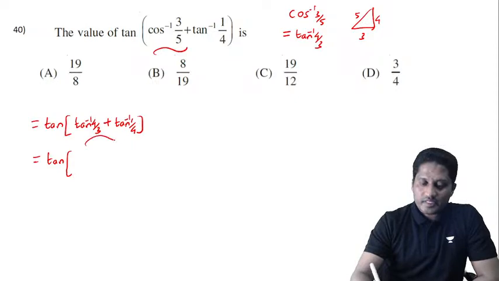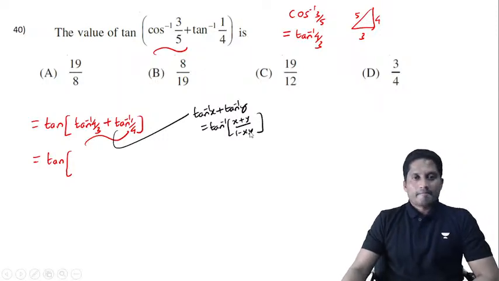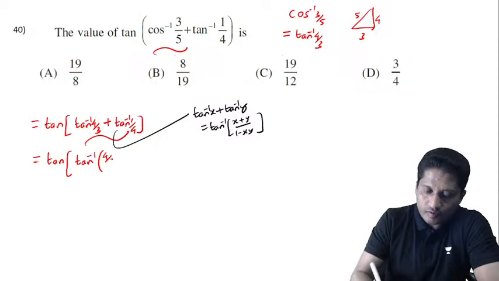I'll use the tan inverse of x plus tan inverse of y formula. This is of the form tan inverse of x plus tan inverse of y. Tan inverse of x plus tan inverse of y is tan inverse of x plus y by 1 minus x into y. Now this is tan inverse of 4 by 3 plus 1 by 4 by 1 minus 4 by 3 and 1 by 4.